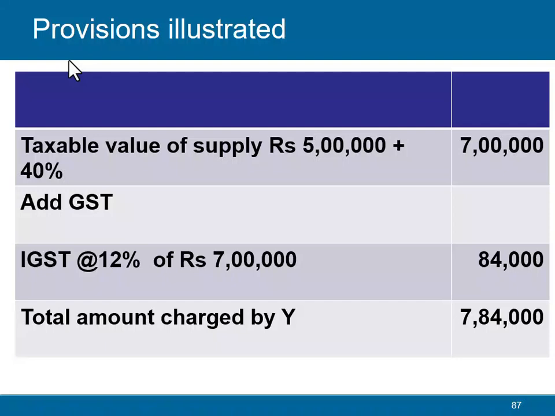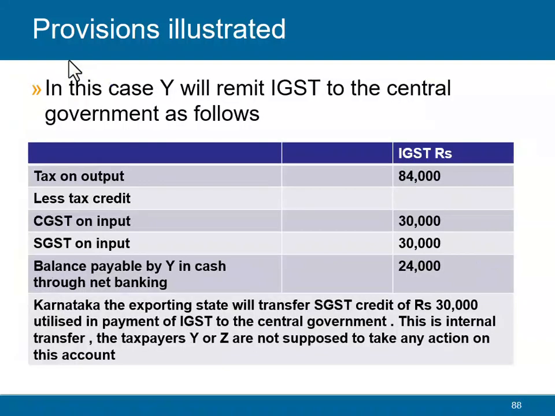So total amount charged by Y will be how much? 7,84,000. Now, in this case, Y will remit IGST to the central government as follows. So he has collected 84,000, but he has paid 30,000 as CGST and 30,000 as SGST. So balance is only 24,000 remaining. He is going to pay that.